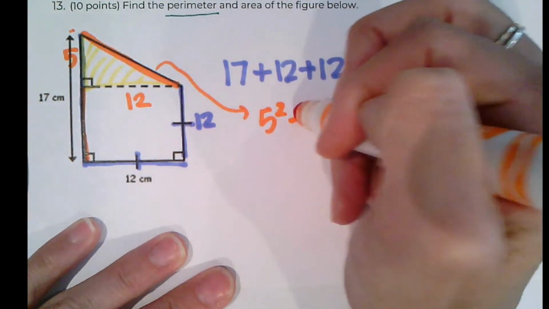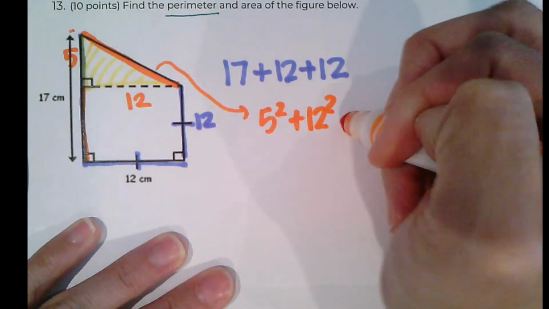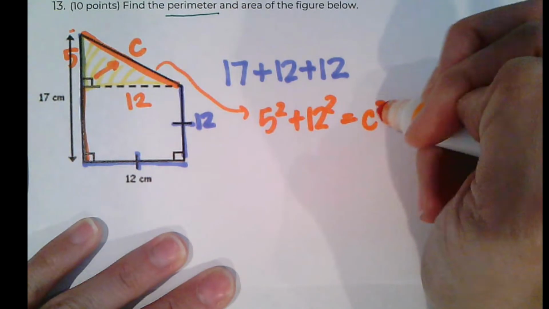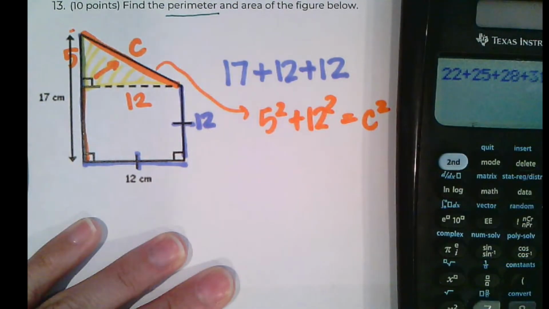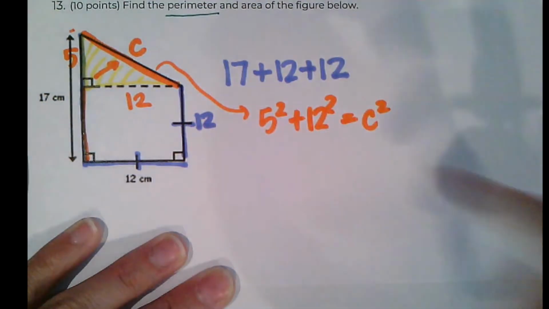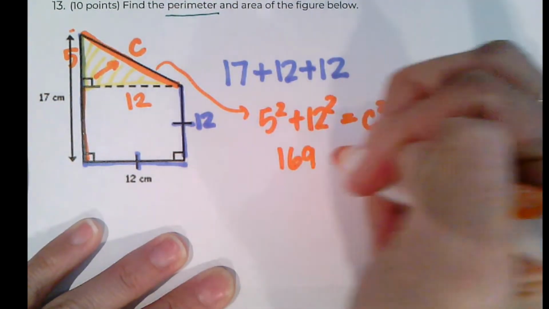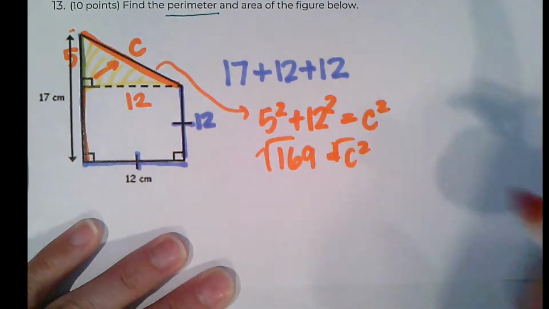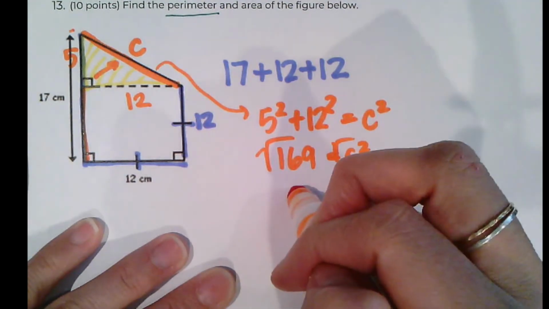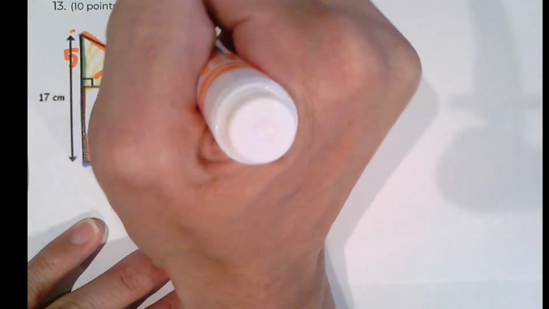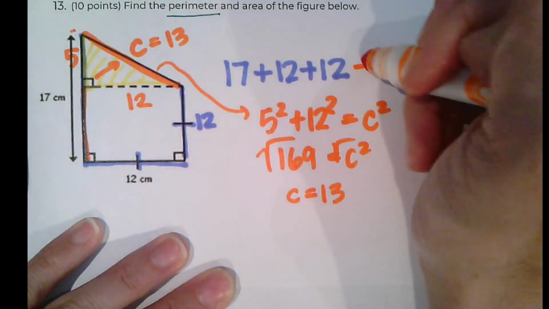5 squared plus 12 squared is equal to, since this is opposite the right angle, my C squared. So I'm going to go figure out what 5 squared plus 12 squared is. According to my calculator, it's 169. That's C squared, and if I want to get C by itself, I'm going to square root. And it turns out that the square root of 169 is 13. So this last bar right there is 13.